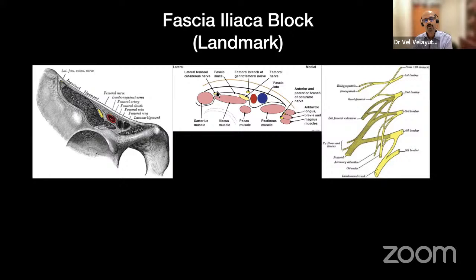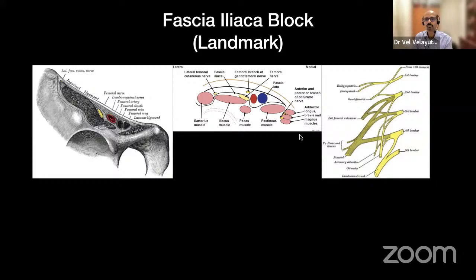So that's why we say if you're lucky, you get some local anesthetic at the top and go in there. Otherwise, you're not going to get a very reliable lateral cutaneous nerve block with the fascia iliaca. Again, your obturator nerve is well away from where your fascia iliaca is. So if somebody says you're going to get an obturator nerve block with the fascia iliaca block, they're kidding themselves because it's very, very unlikely.